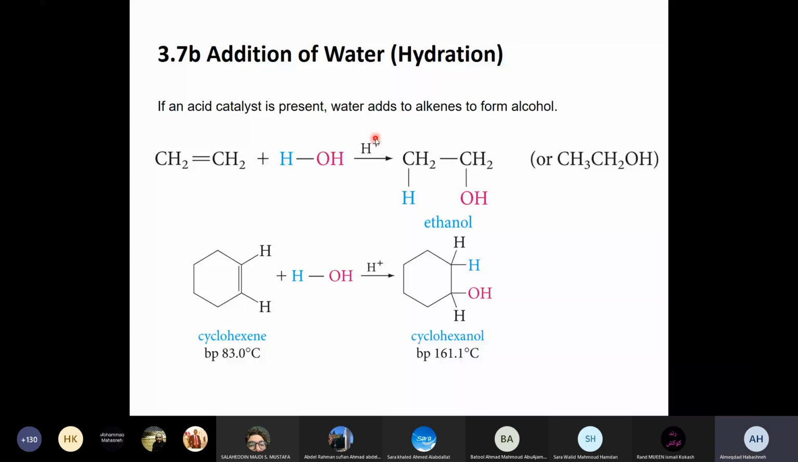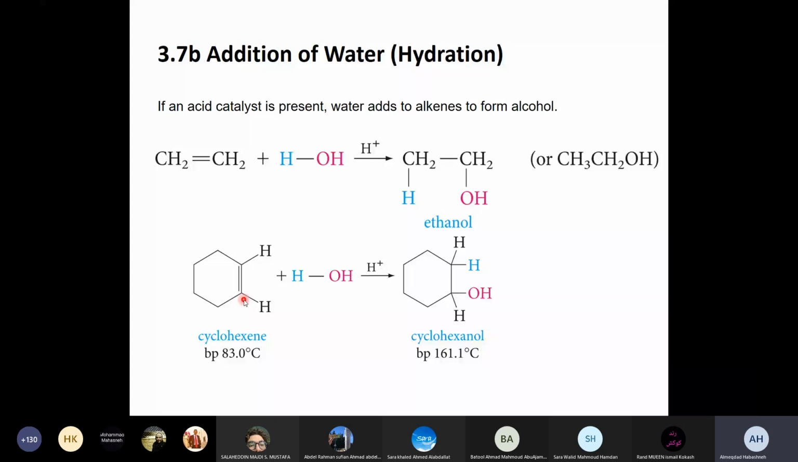If I have cyclohexene, I add water with H2SO4, with acid. Hydrogen is added to one of the carbons. OH is added to the second carbon. Okay, guys? H and OH are added to the double bond in order to form alcohol. This is for adding water.